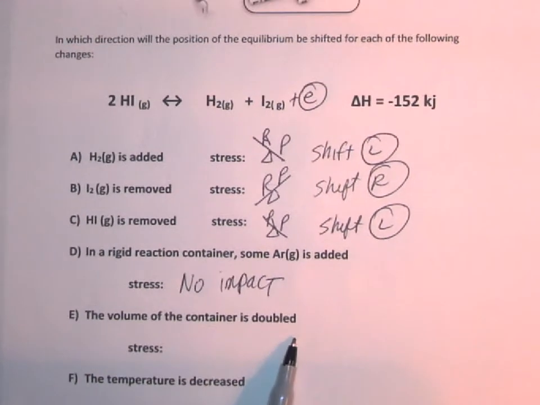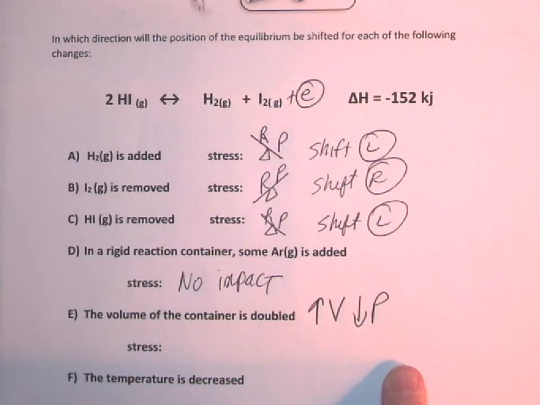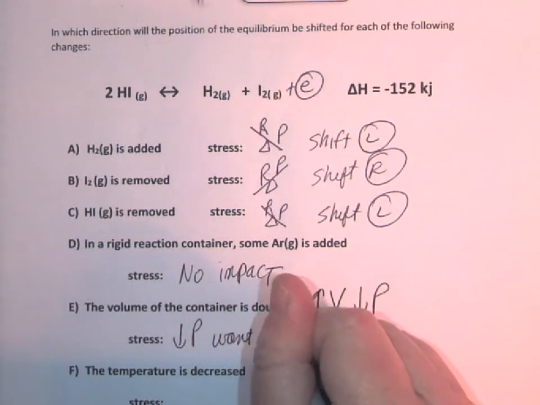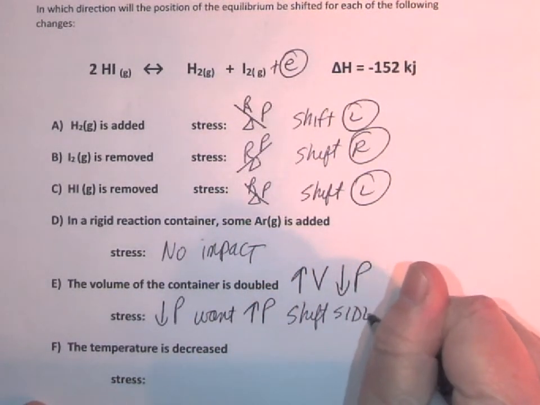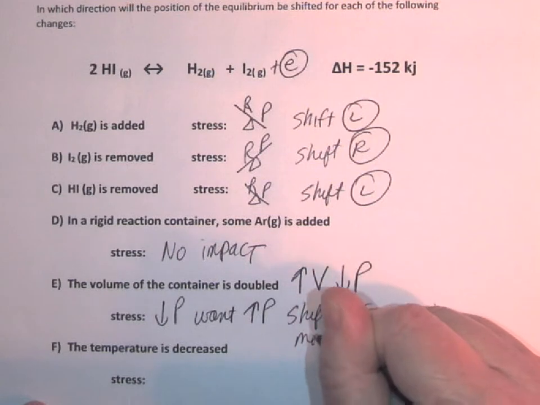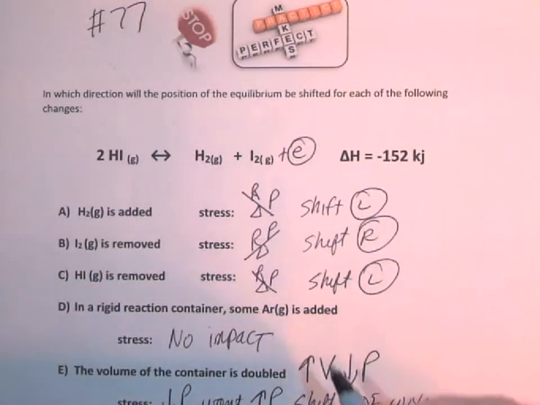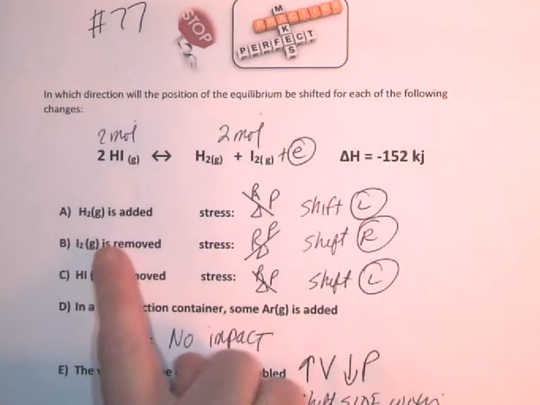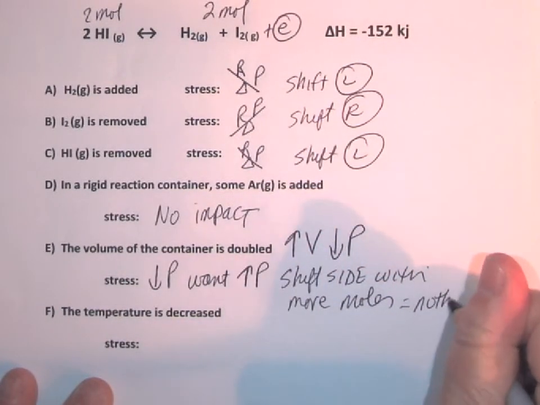The volume of the container is doubled, so I increased the volume. That's the same thing as saying that I decreased the pressure. So if I decrease pressure, I want to increase the pressure. How do I do that? I shift to the side with more moles. I do this all the time when I deal with pressure. What has to happen? If I have to shift to the side with more moles, I see that there's 2 moles here and 2 moles here. Well, it's already in equilibrium, so nothing is going to happen. It will remain as such.